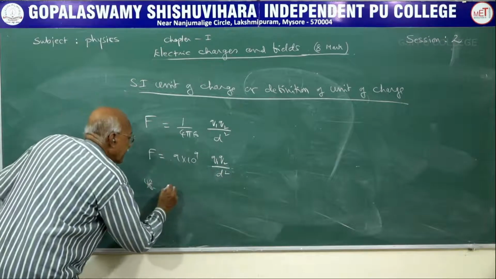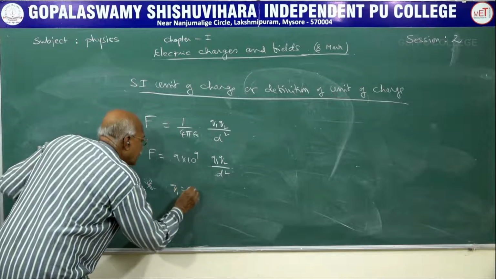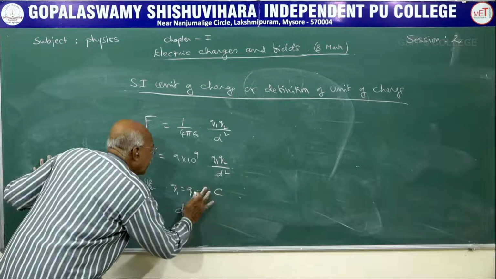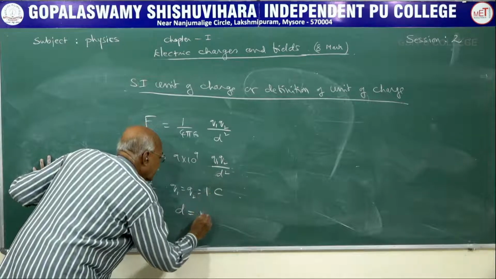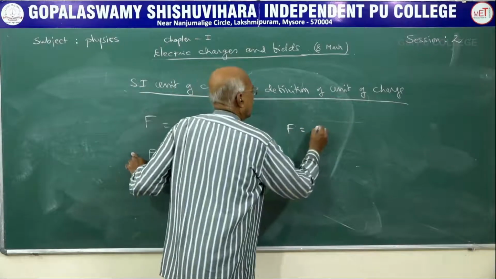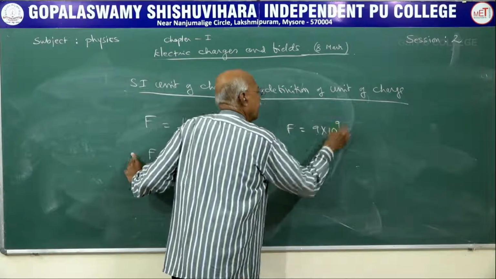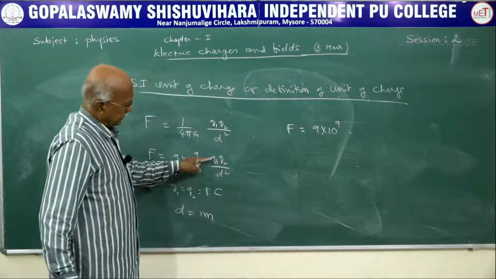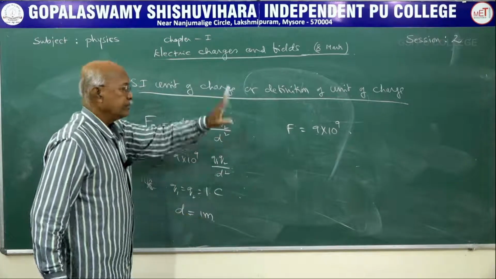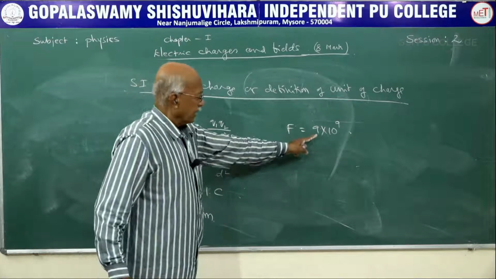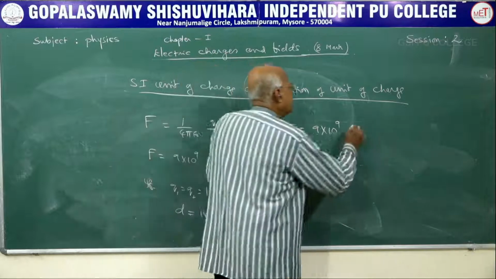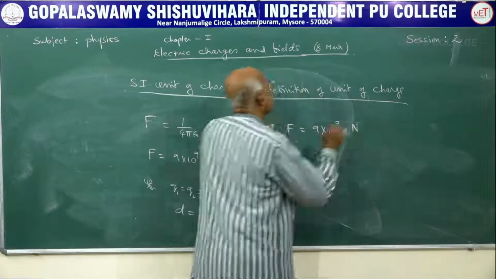If Q1 is equal to Q2 is equal to 1 coulomb and d is equal to 1 meter, then F will be equal to 9 into 10 to the power of 9, because in Q1 and Q2 I should write 1 into 1, and the denominator d square should be equal to 1 square. Therefore, F is equal to 9 into 10 to the power of 9. Here it is force, therefore the unit is Newton.